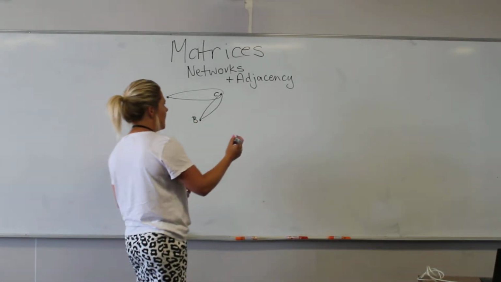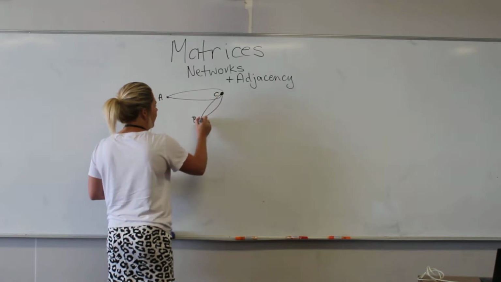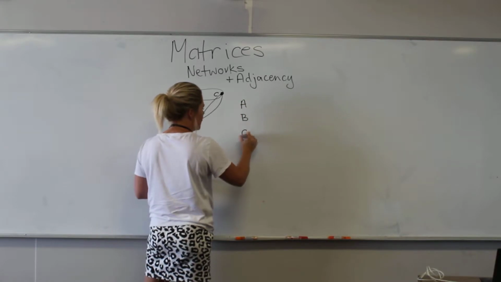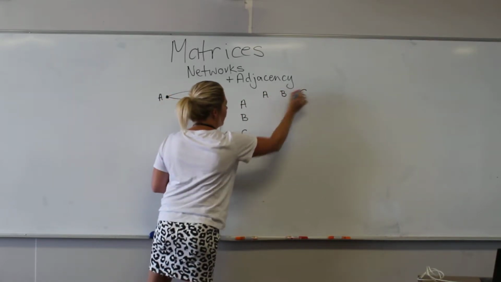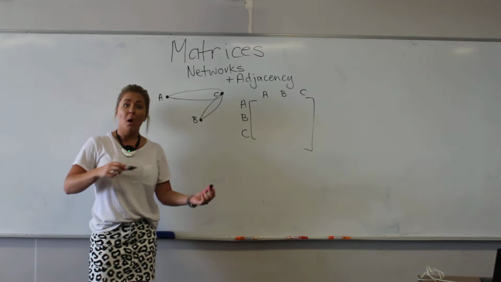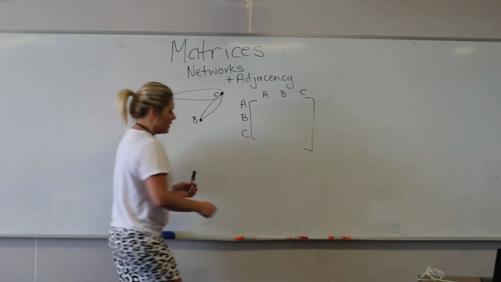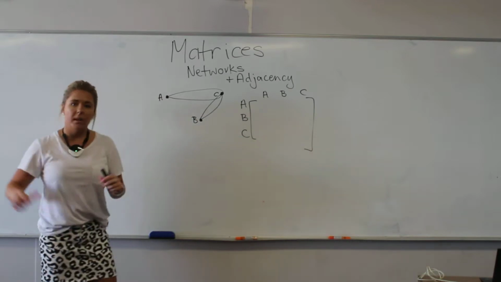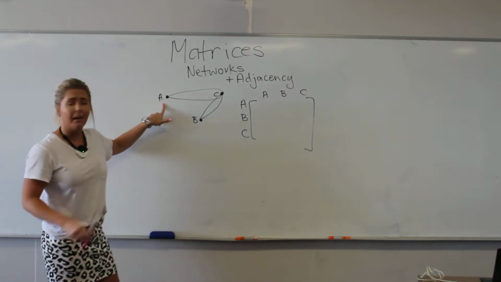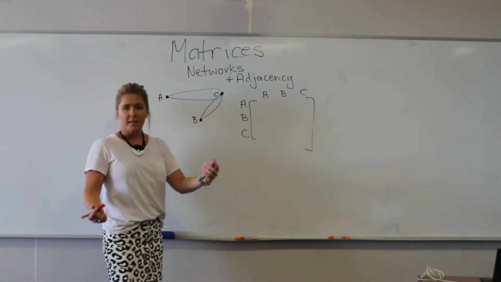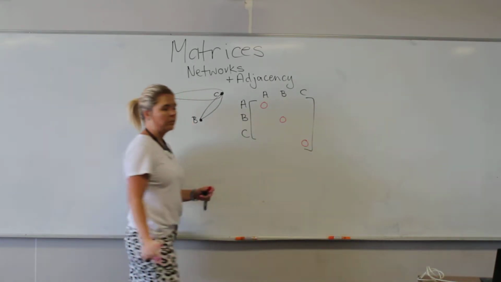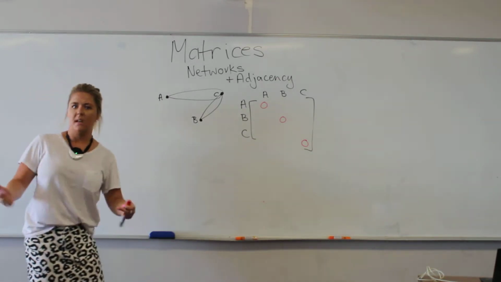We can write this up in a 3 by 3 matrix. Down the side we have A, B, C, and A, B, C across the top. This is going to record how many ways we can get from one to the other. Looking at town A, we always read these across to up, so we go from our row to our column. A to A you can't go, B to B you can't go, and C to C you can't go. So we put zeros on the diagonal, because you can't get to the town from the town.